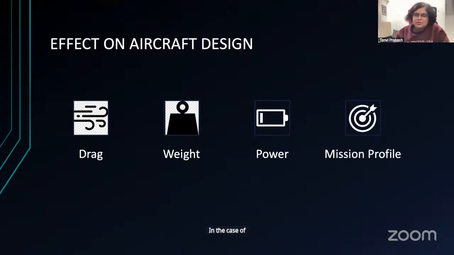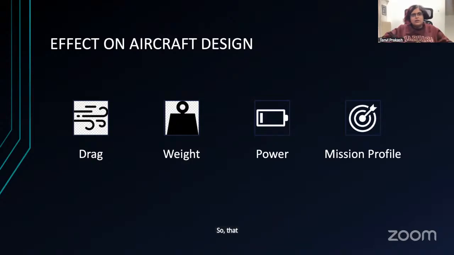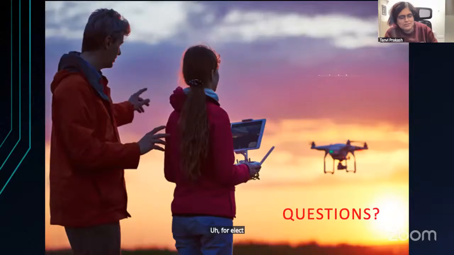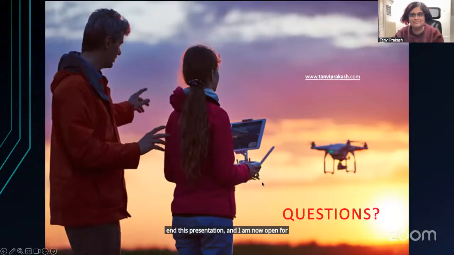In the case of Thar UAV, you don't have to worry about it so much. What's been given to you already takes care of all of this. But when you do come out into the real world and you're working in a company that's designing UAVs, you are going to have to start thinking about this. So that's the impact of cameras on aircraft design. I think I've covered everything now for electro-optic payloads. And with that, I will end this presentation and I am now open for questions.